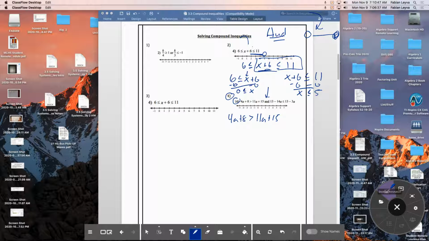You need to solve one at a time. There's no distribution. There's no combining like terms, but I do have a's on two sides. So I'm going to move the smaller a over by minusing 4a on both sides. 8 is greater than or equal to 7a plus 15.